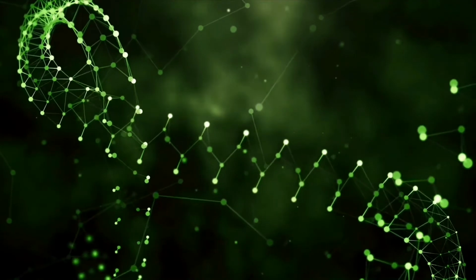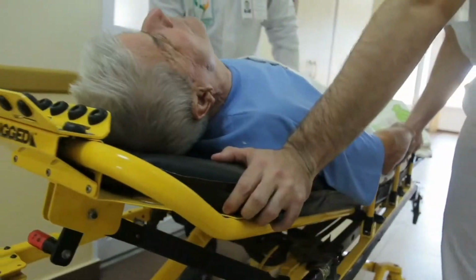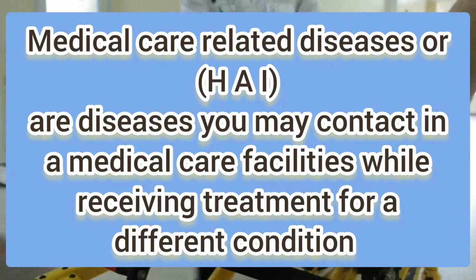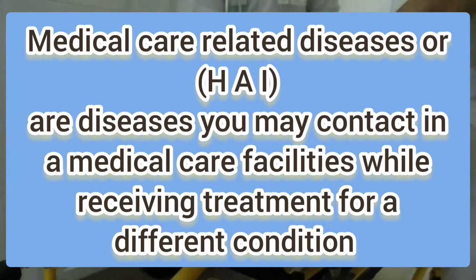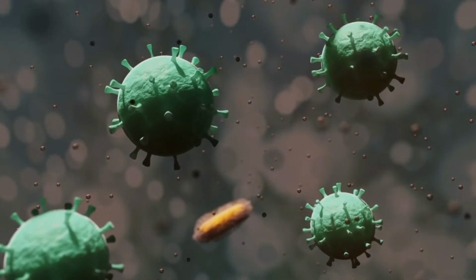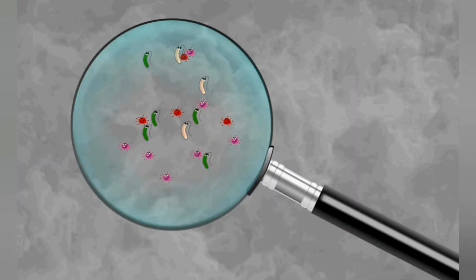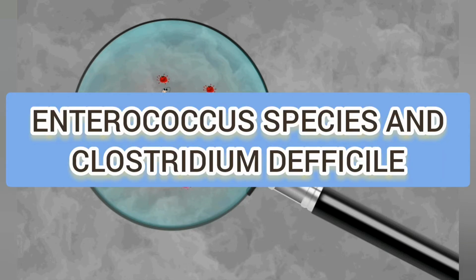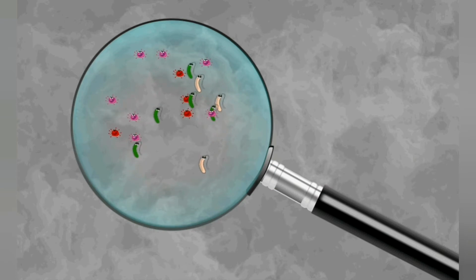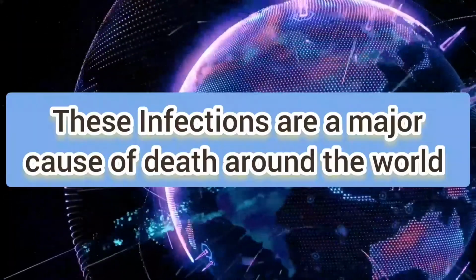Healthcare-associated infections, or HAIs, are infections you might contract in a healthcare facility while you are getting treatment for another condition. Bacteria, for example methicillin-resistant Staphylococcus aureus, also known as MRSA, Enterococcus species and Clostridium difficile are frequently the cause of healthcare-associated infection. These infections are a significant cause of death all over the world.